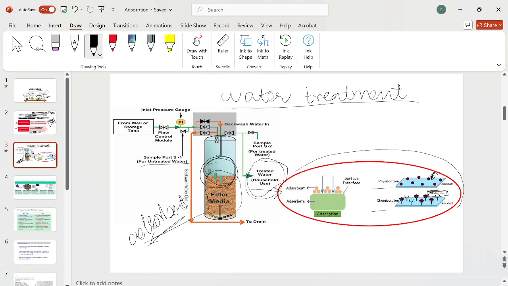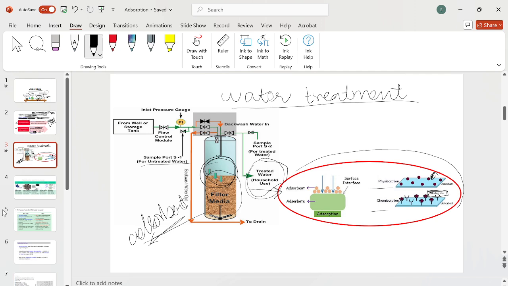The contaminants present in the water are adsorbed on the surface of the adsorbent physically, or there are some binding sites present on the surface of the adsorbent that trap the contaminants, that do bonding with the contaminants. There are different types of adsorbent. That's why you see different phenomena.